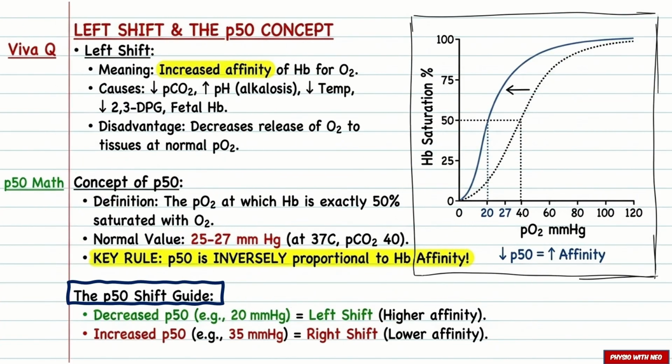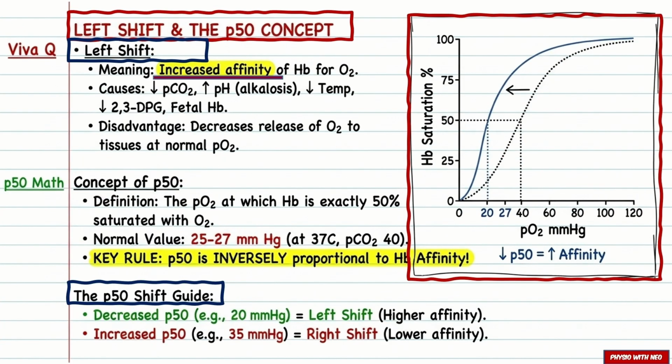The opposite situation gives left shift, that is, increased affinity of hemoglobin for oxygen, and this occurs with decreased pCO2, decreased H plus ions, decreased temperature, and decreased 2,3-DPG. Here, the hemoglobin holds the oxygen very tightly.